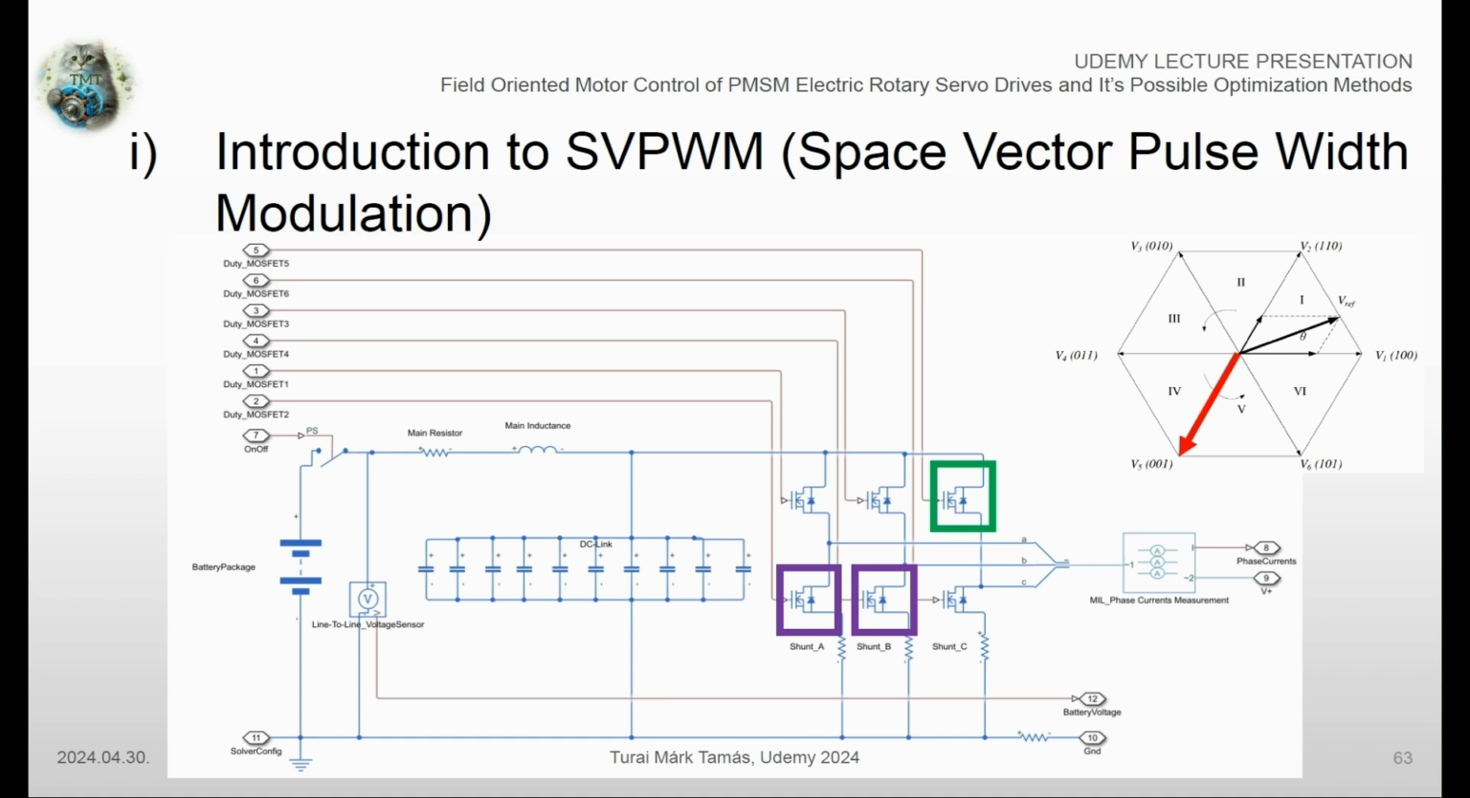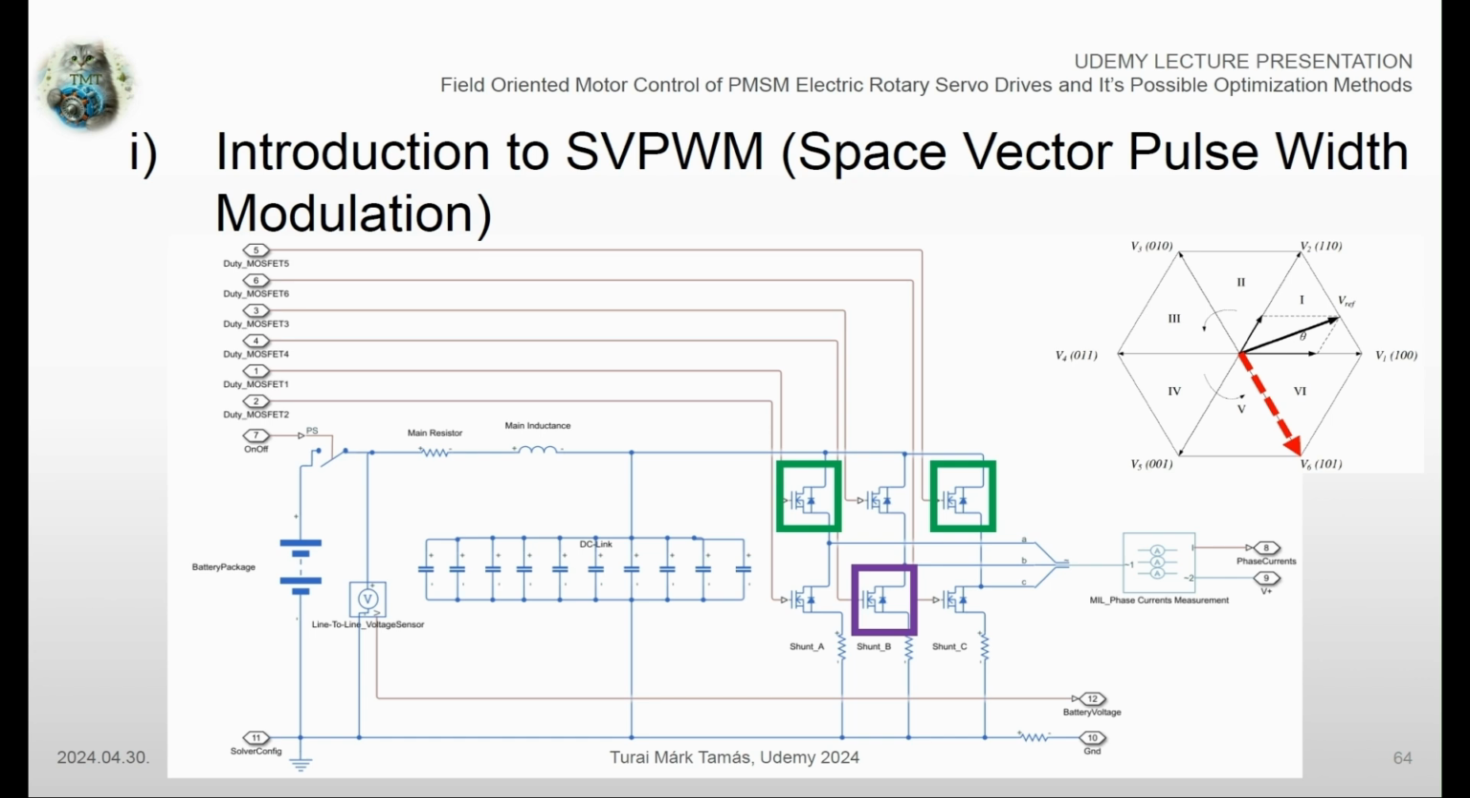In this case, the phase A and B low-side MOSFETs are turned on, as well as the phase C high-side MOSFET. In the graphical vector representation, the 0, 0, 1 combination marks the previously mentioned state of the semiconductor devices. Finally, the V6 base vector points to the negative B-axis direction in the three-phase coordinate system.